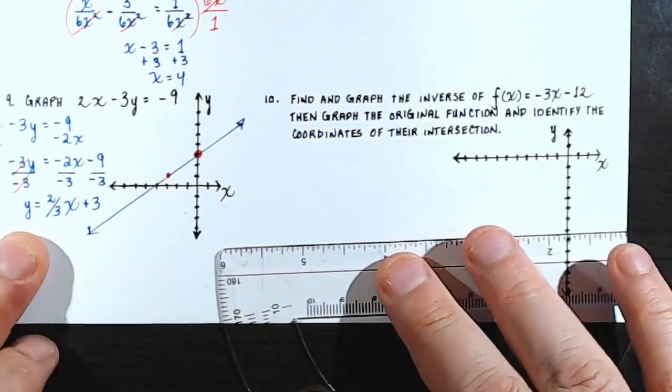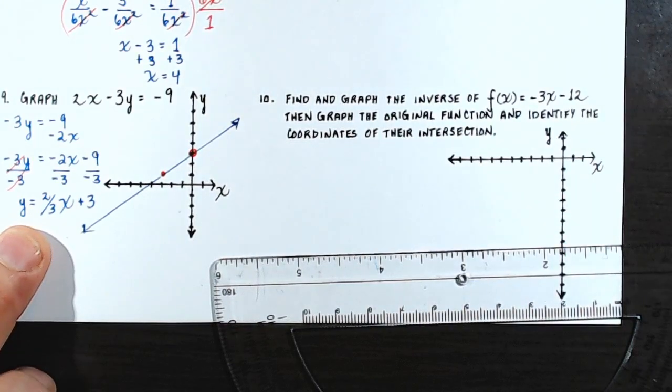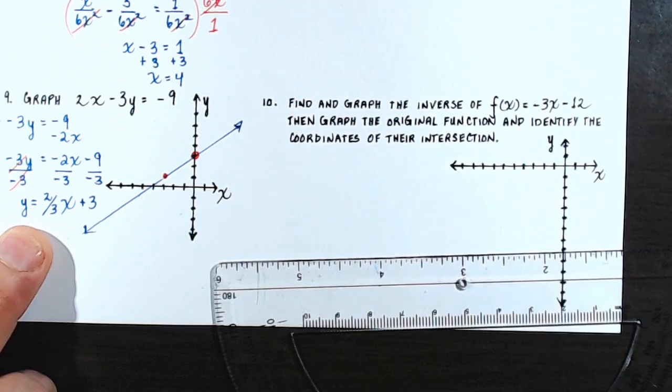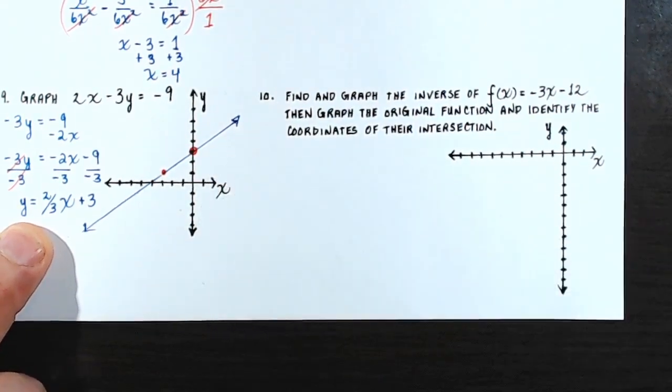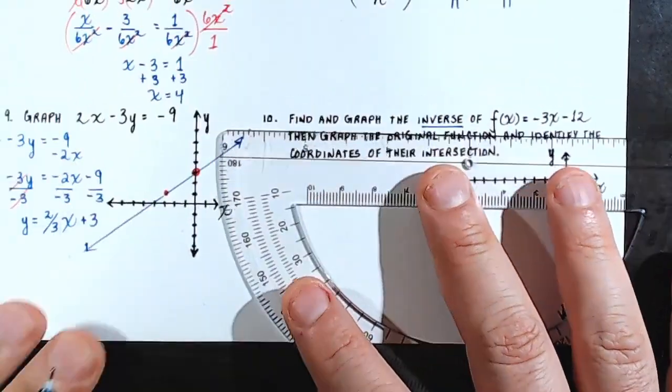Okay, done. Number 10. Find and graph the inverse of f of x equals negative 3x minus 12. Then graph the original function and identify the coordinates of their intersection. Okay, here's the big key with this. When you're doing inverse, when you see inverse, you have to remember this rule.